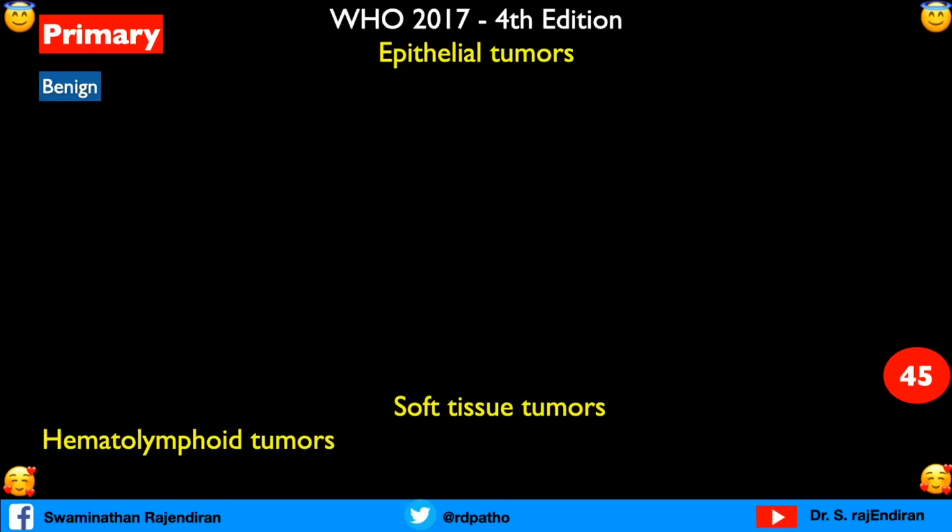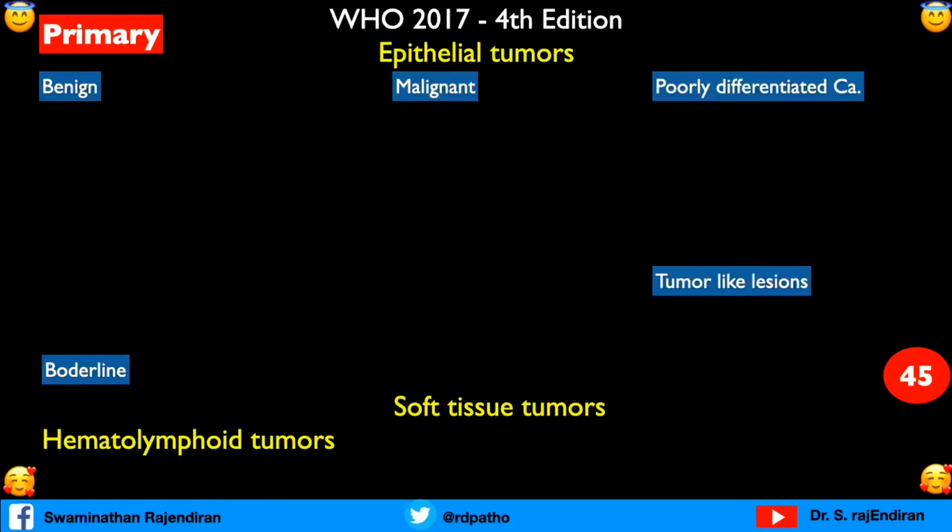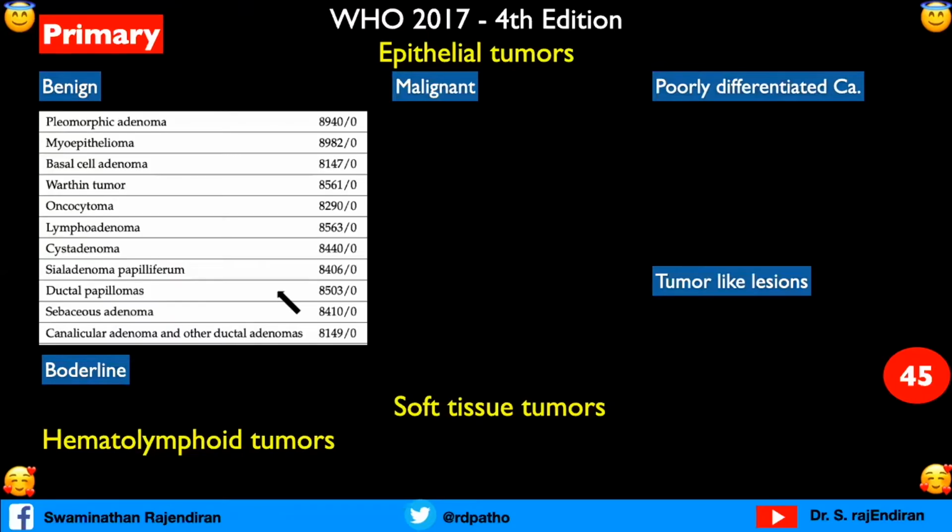In the epithelial tumors: benign, borderline, malignant, poorly differentiated, and tumor-like lesions. So this is the skeleton of the salivary gland WHO. The benign tumors, we have a good number. I'm not going to read all these things, and please wait. Don't take a snapshot now. I will tell you when to take the shot.